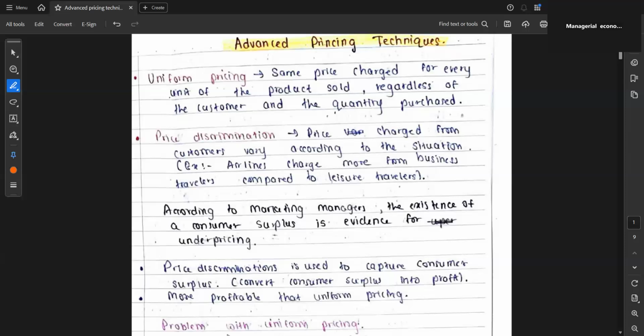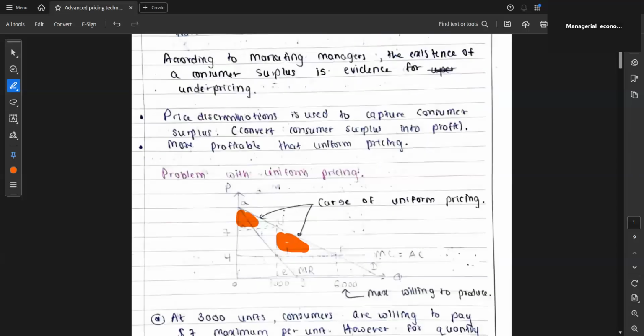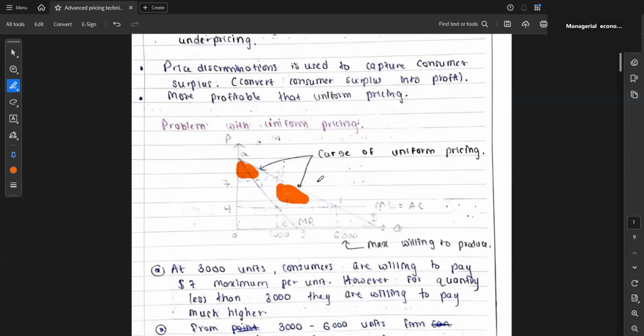So there are some issues in the uniform pricing technique. We call it the curse of uniform pricing. Here, as you can see, according to the uniform pricing technique, the price should be $7, but the supplier has the ability to sell until 6,000 units, because after that, if they keep on supplying to the market, they are going to earn losses. So until 6,000, they have the ability to sell their product to the market.